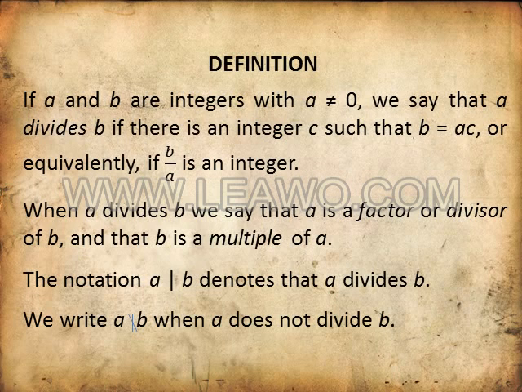Definition. If a and b are integers with a not equal to 0, we say that a divides b if there is an integer c such that b is equal to ac, or equivalently, if b divided by a is an integer. When a divides b, we say that a is a factor or divisor of b, and that b is a multiple of a. The notation a is divisible by b denotes that a divides b. We write a is not divisible by b when a does not divide b.